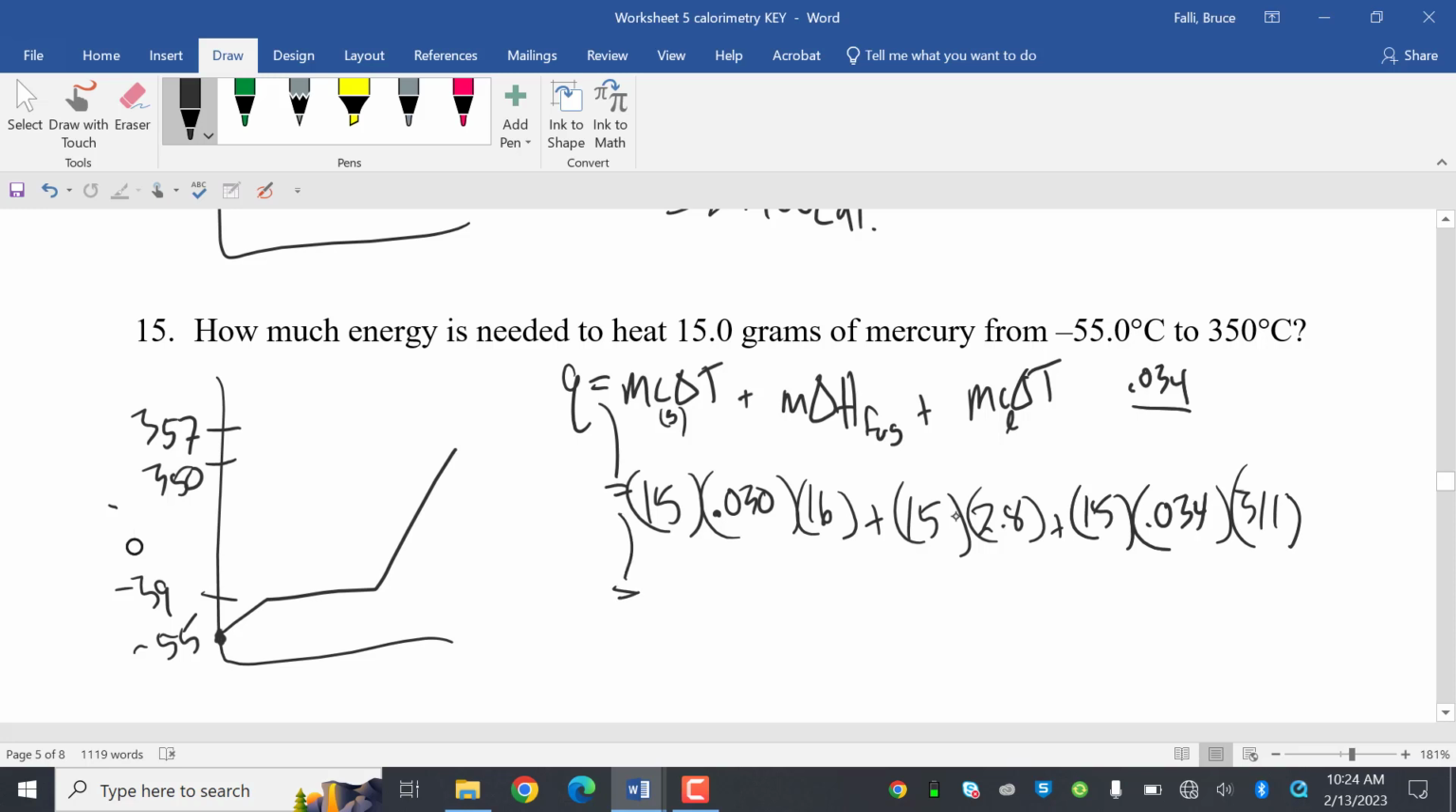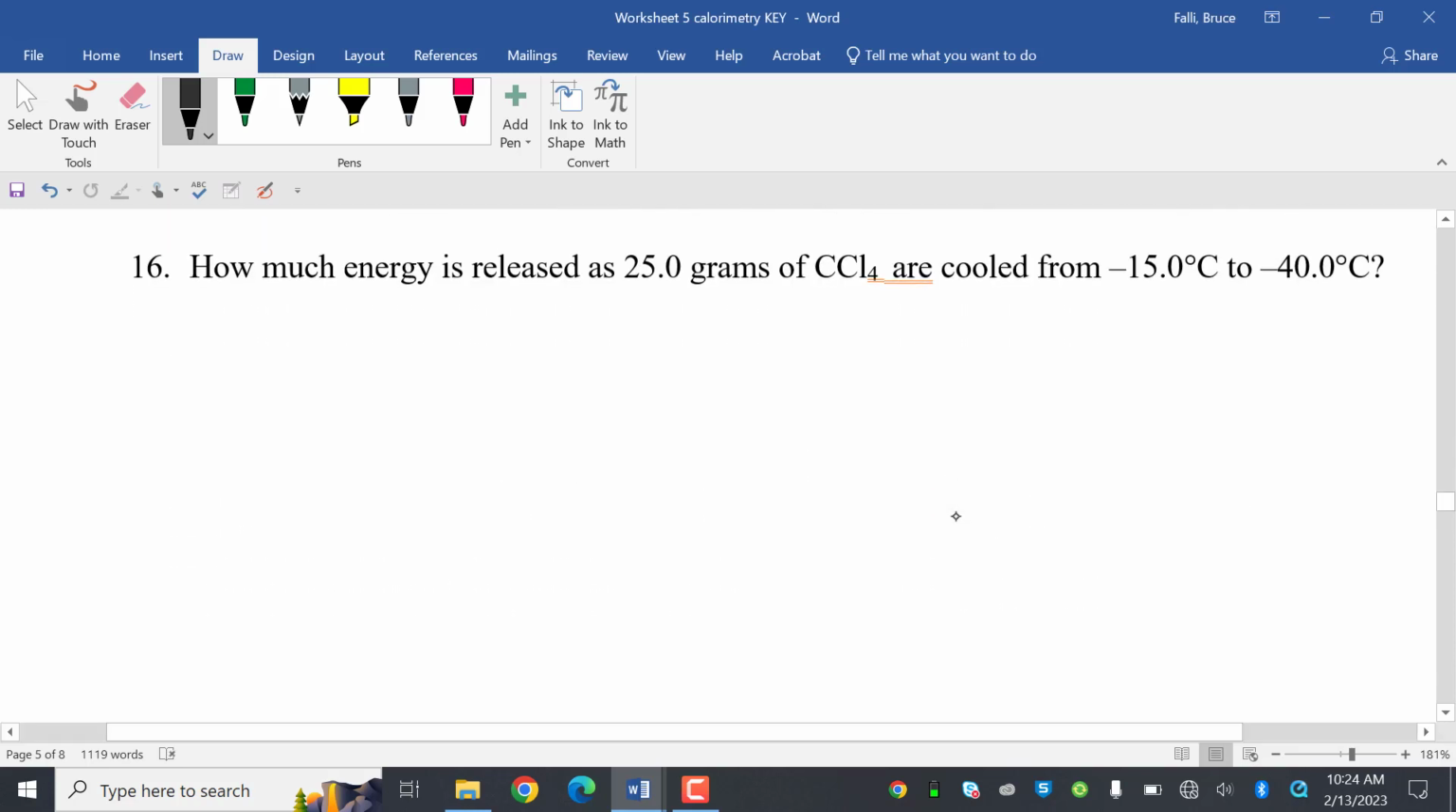15 times 0.03 times 16, enter, plus quantity, 15 times 2.8, close quantity, plus quantity, 15 times 0.034 times 311, close quantity, equals 207.81 calories. There you go. Oh, I got one more.